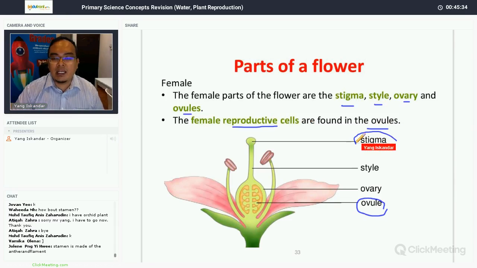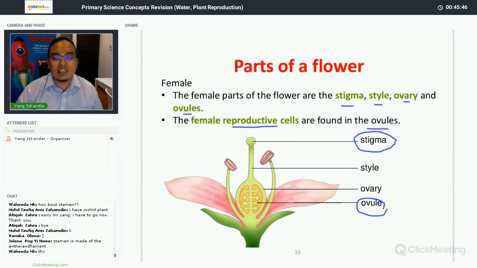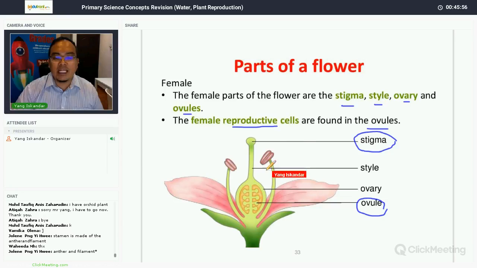Now this stigma here, if you have purchased or done experiments on flowers, you will notice that the stigma is quite sticky. Okay, why is it sticky? Because it is later required in the process of pollination. And this is the style, and this is the ovary. The ovary is the outer part here, and the inner part here is the ovule, and inside the ovule, it consists of the female reproductive cells.